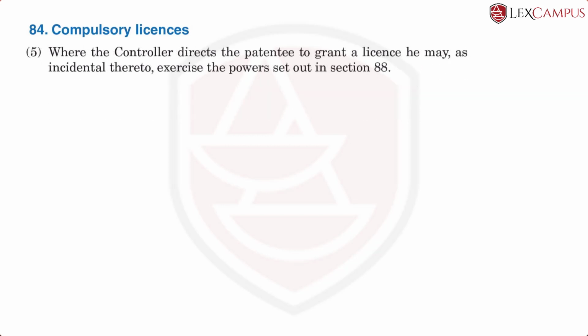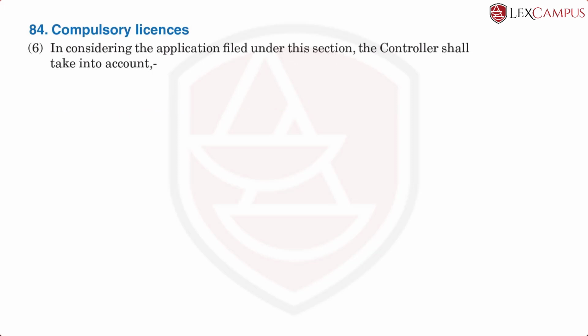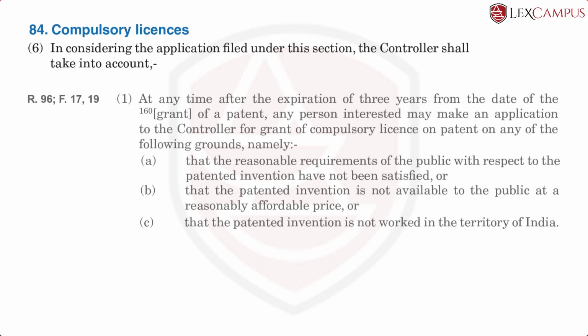5. Where the controller directs the patentee to grant a license, he may, as incidental thereto, exercise the powers set out in section 88. The controller has certain powers in granting compulsory licenses, and they are mentioned in section 88. 6. In considering the application filed under this section, the controller shall take into account. Now, the grounds are what the applicant will plead, and he will plead facts, and he will try to make a case based on those 3 grounds.